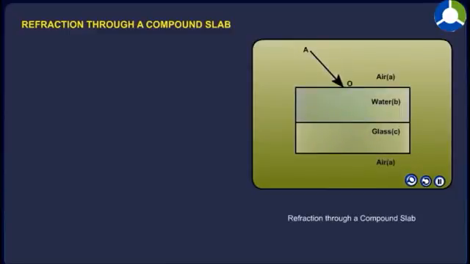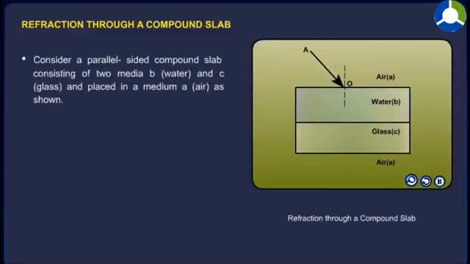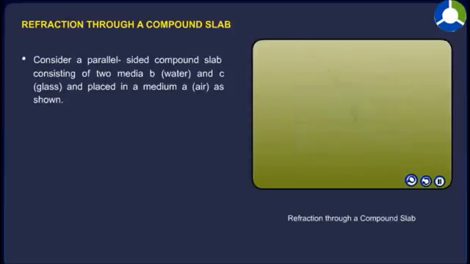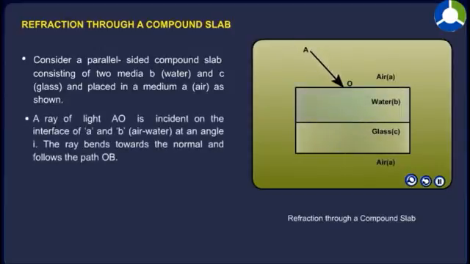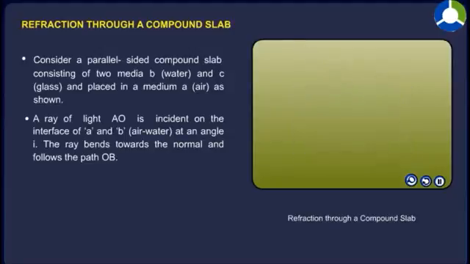Refraction through a compound slab. Consider a parallel-sided compound slab consisting of two media B and C and placed in a medium A as shown. A ray of light AO is incident on the interface of A and B at an angle I. The ray bends towards the normal and follows the path OB.